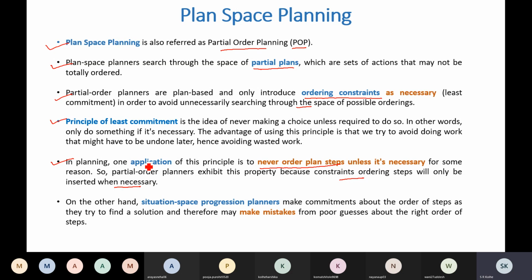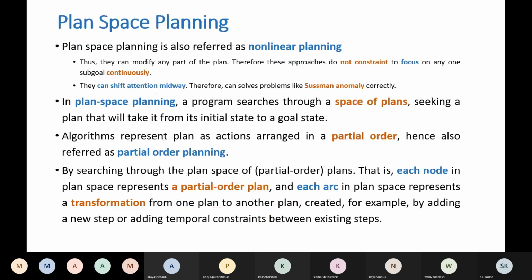On the other hand, situation space progression planners, that means totally ordered planners, make commitments about the order of steps as they try to find a solution, and therefore make mistakes from poor guesses about the right order of steps. Now let us see how it works.